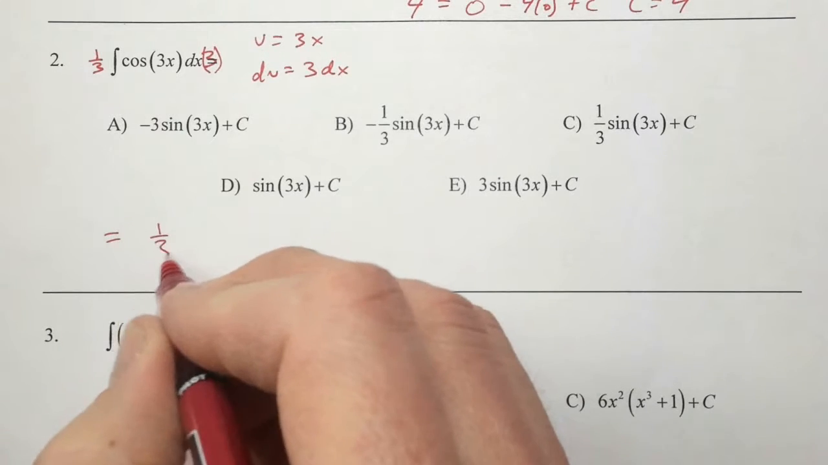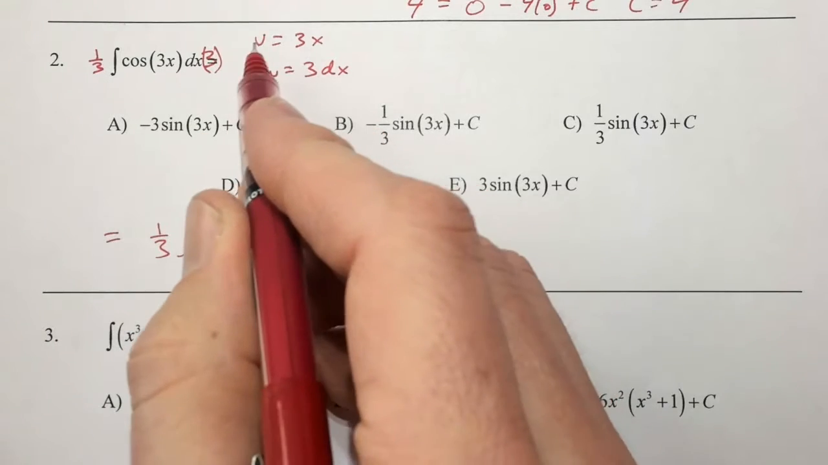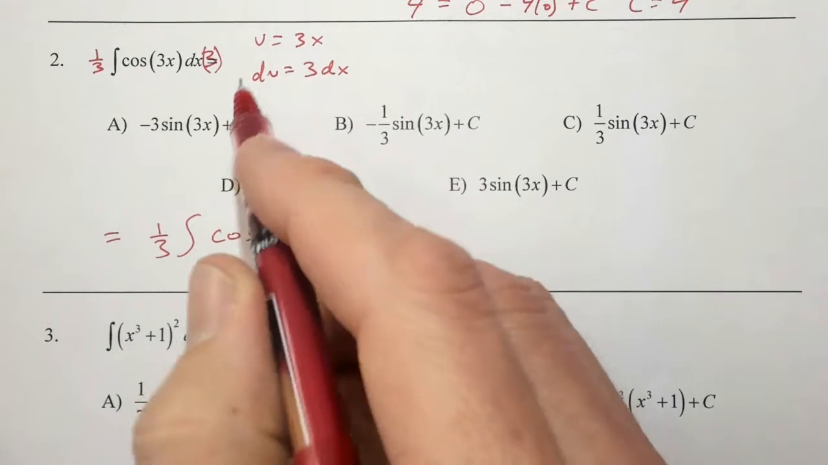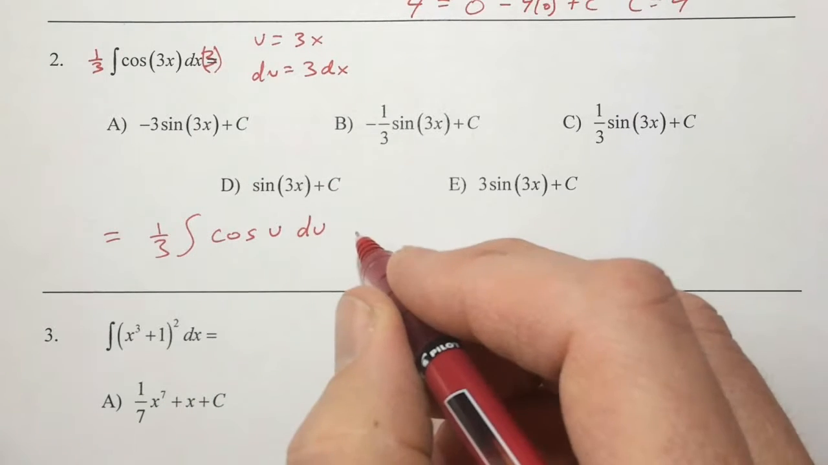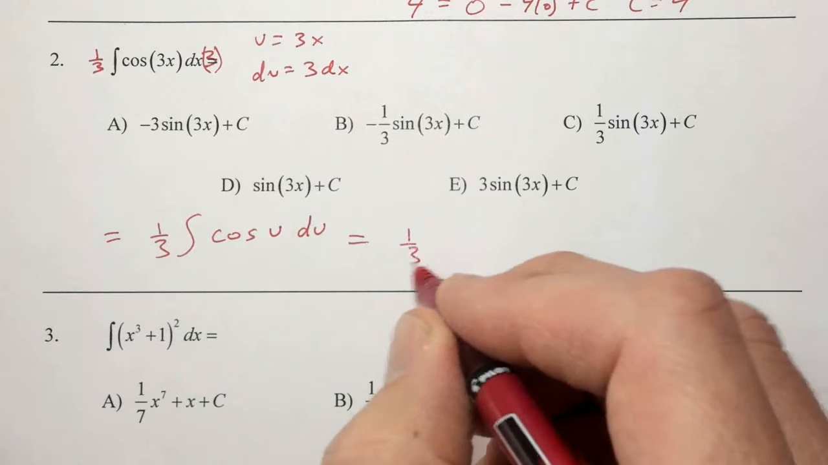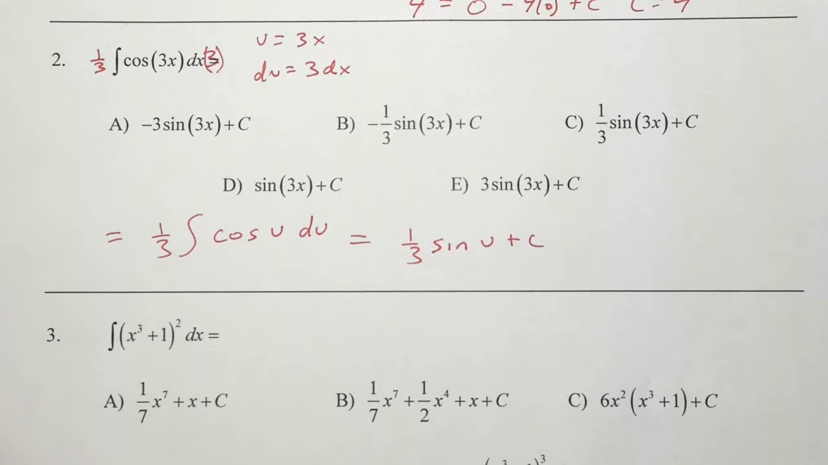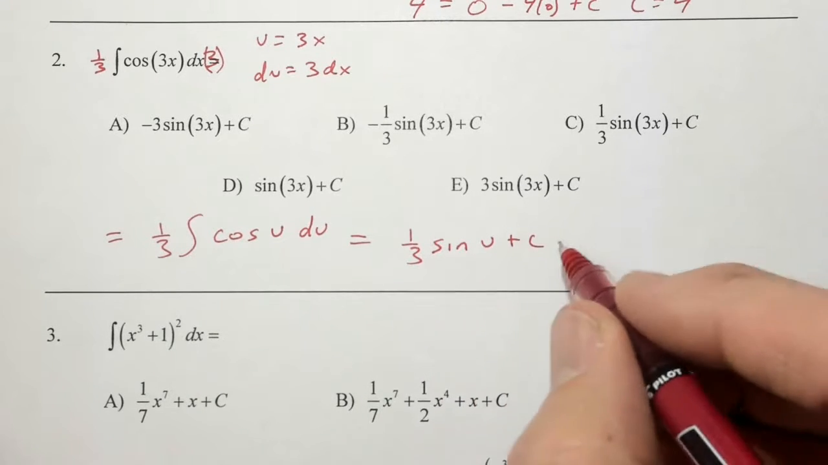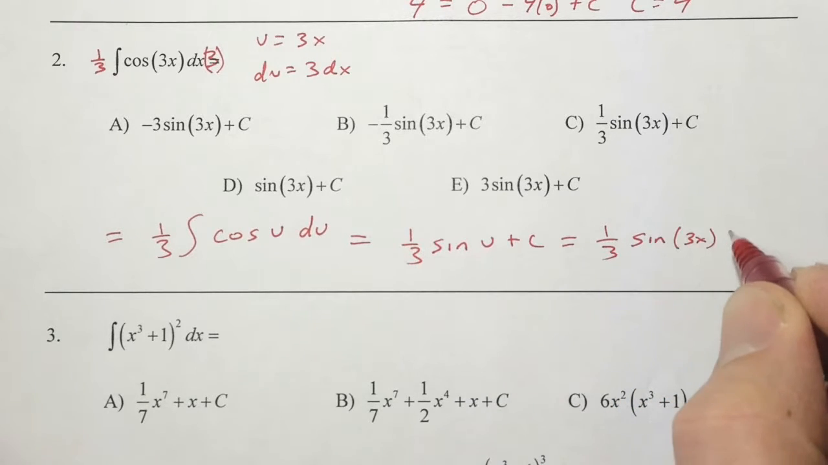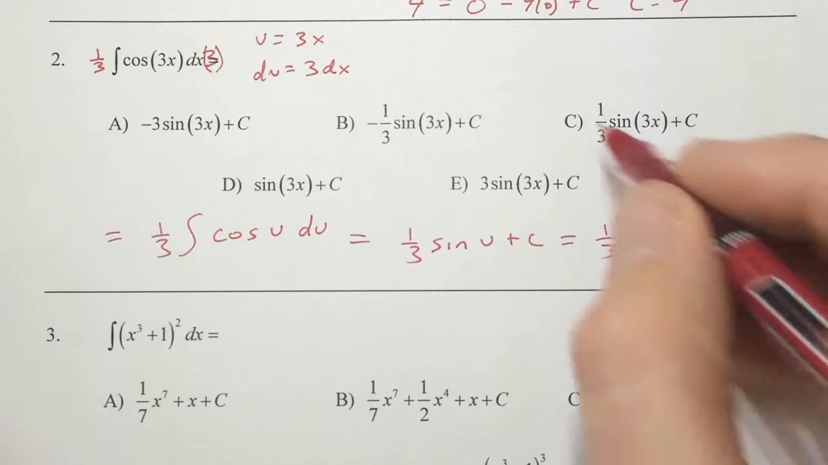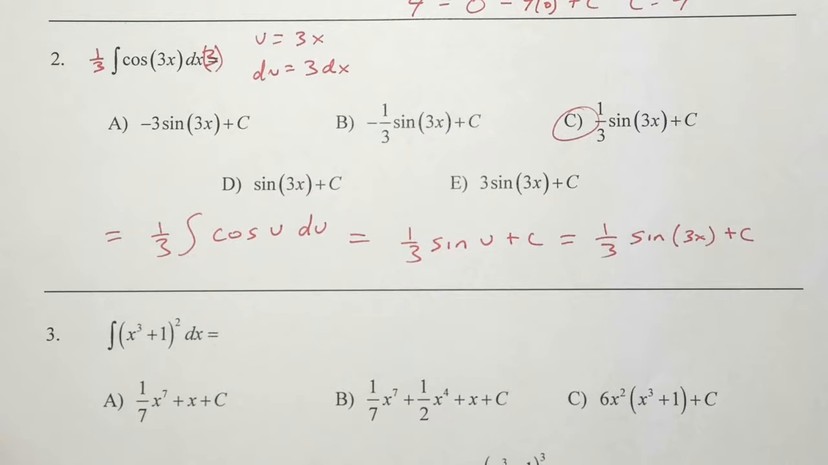So this is equal to 1/3 times the antiderivative of cosine, and then 3x is replaced by u, so we have cosine u, and the 3 and the dx are replaced by du. And now we have to do our antiderivative. This is where you got to be careful. The antiderivative of cosine is sine, not the opposite of sine. So we have 1/3 sine u plus c, and we replace u with x, so we have 1/3 the sine of 3x plus c. So we're looking at C as our answer, once again, not B. Got to be careful with your negative signs as you're doing your antiderivatives.